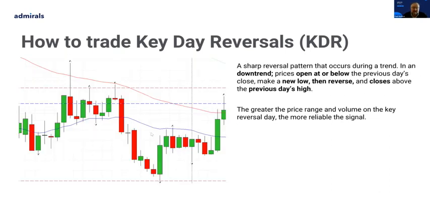And in this particular case is another example, on the flip side of it. For a bullish key reversal, it's a reversal pattern that occurs at the end of a downtrend, where price opens at or the same price as the previous day's close, makes a new low. Remember, that's the important thing. Then reverses and closes above the previous day's high. That's the important thing.